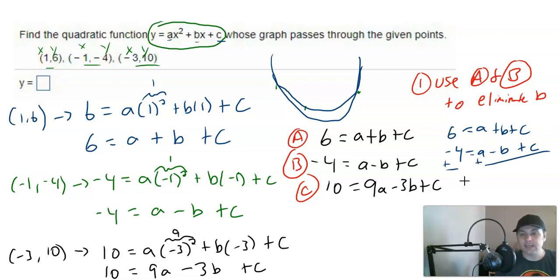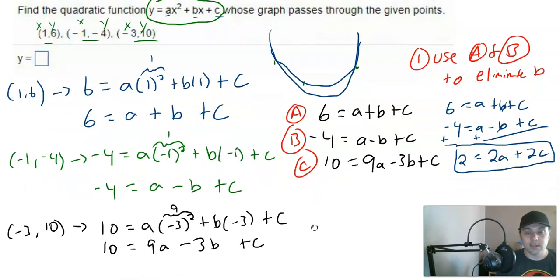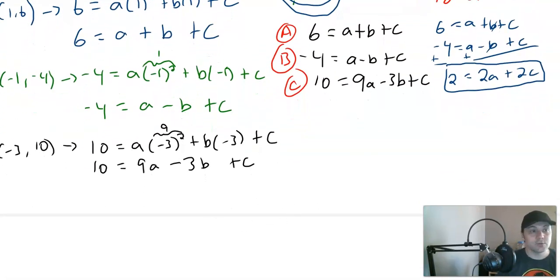So 6 plus negative 4 is going to give me 2. A plus A gives me 2A. The b's cancel out. C plus C gives me 2C. All right, so that's my result from step 1. I end up with an equation of 2 variables, A and C. So for step 2, I want the same thing. I want another equation with the variables A and C so that I can solve that as a system of equations of 2 variables. All right, so let's go to step 2.